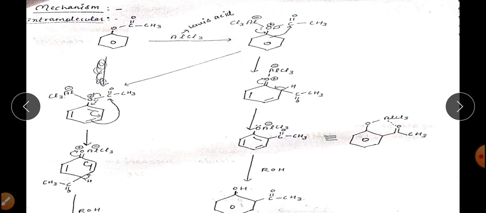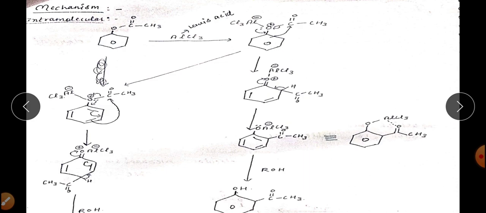First of all, the oxygen with its lone pair of electrons will interact with AlCl3, and there is a coordination between this Lewis acid and the phenolic oxygen. After formation of this, this particular oxygen is carrying a positive charge and this aluminium is carrying the negative charge. Now from here, reaction can happen at the ortho position and can also happen at the para position. That will depend upon the temperature of the reaction we have taken.